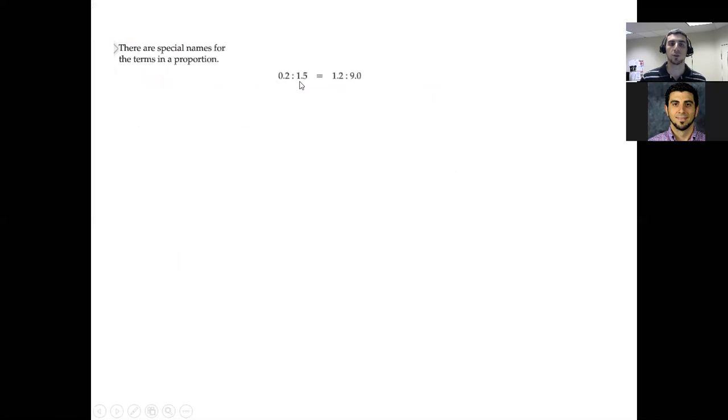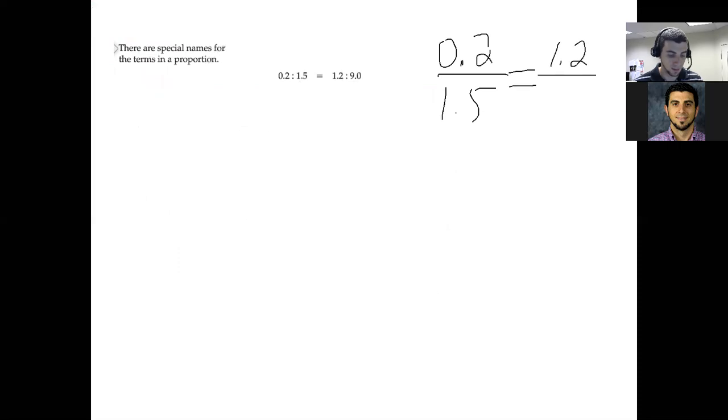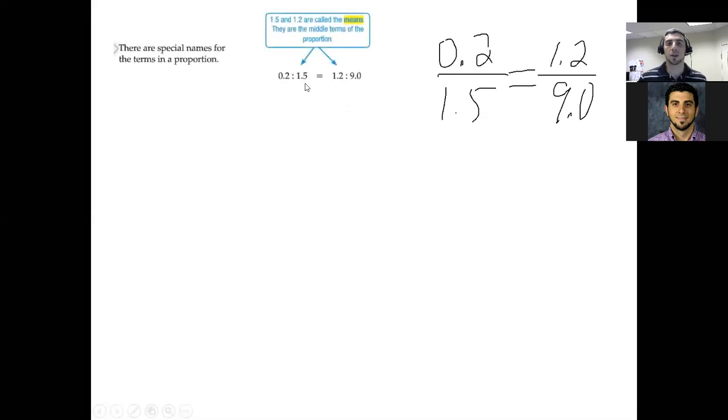So if I have 0.2 to 1.5 and I say that's equal to 1.2 to 0.9, that's the same as saying 0.2 over 1.5 is equal to 1.2 over 9.0. Okay, now here's how this works. The numbers on the inside are called the means, or it's these two numbers right here. Okay, the denominator of the first fraction and the numerator of the second one.